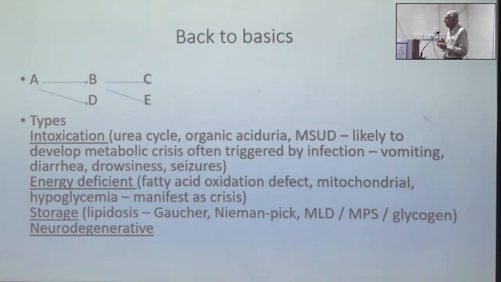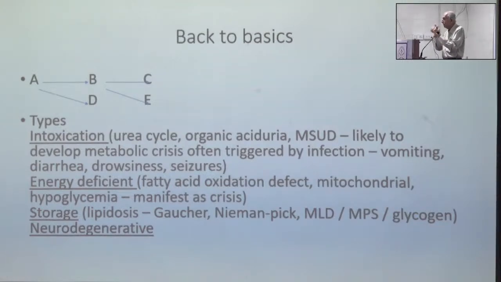But what about the other two? Storage typically goes on slowly, deteriorating, abdominal distension, maybe neurological, whatever. And then the common neurodegenerative, where the whole story goes on slowly. So you have two types which come acutely, often as a metabolic crisis, looking like infections, and then the other two which come slowly, whatever the presentation. And I think this is the major difference between the two types of inborn error of metabolism.